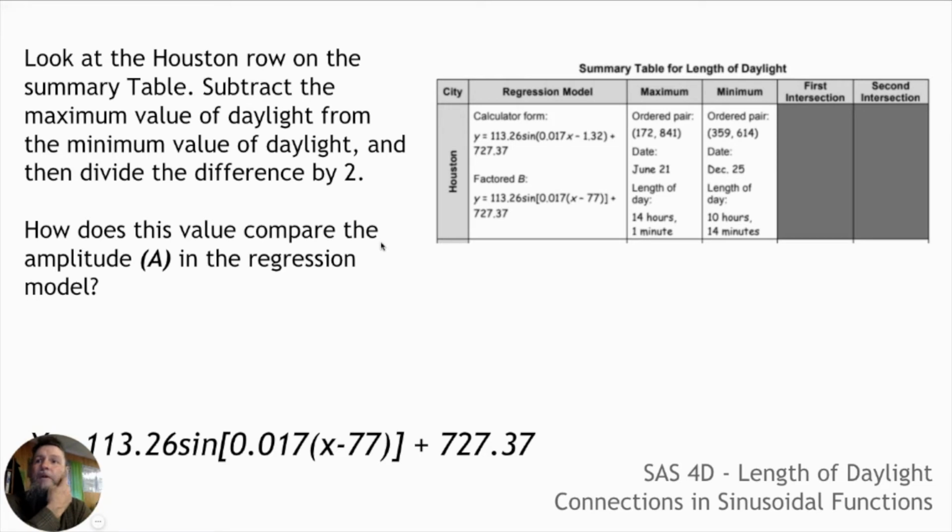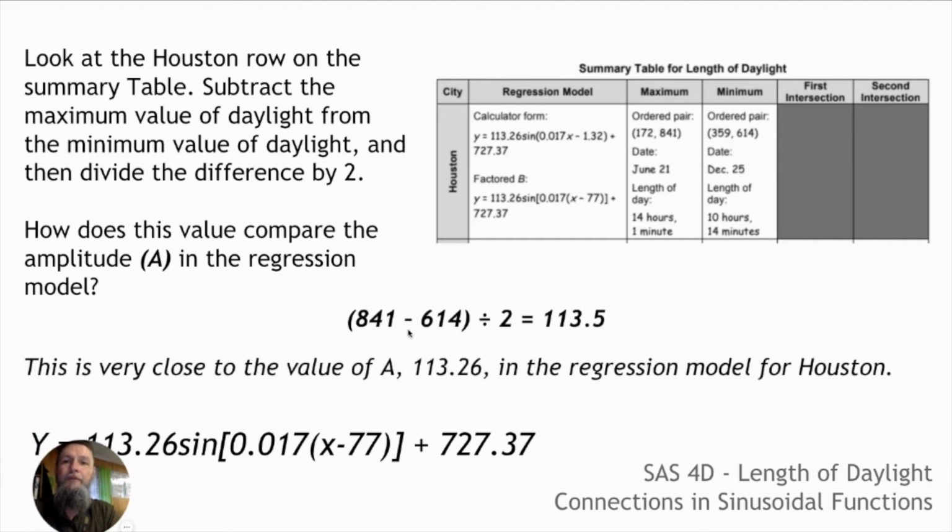If we look at the Houston row on the summary table, we're going to subtract the minimum value of daylight from the maximum value of daylight and divide that difference by 2. How does this value compare to the amplitude A in the regression function? Okay, so let's look at that. If we subtract 614 from 841, we're going to divide that by 2. So we looked at that chart. 841 is the maximum, 614 is the minimum, and the result is 113.5. It's very close to the value that's A, 113.26, in the regression model for Houston. That describes the amplitude.